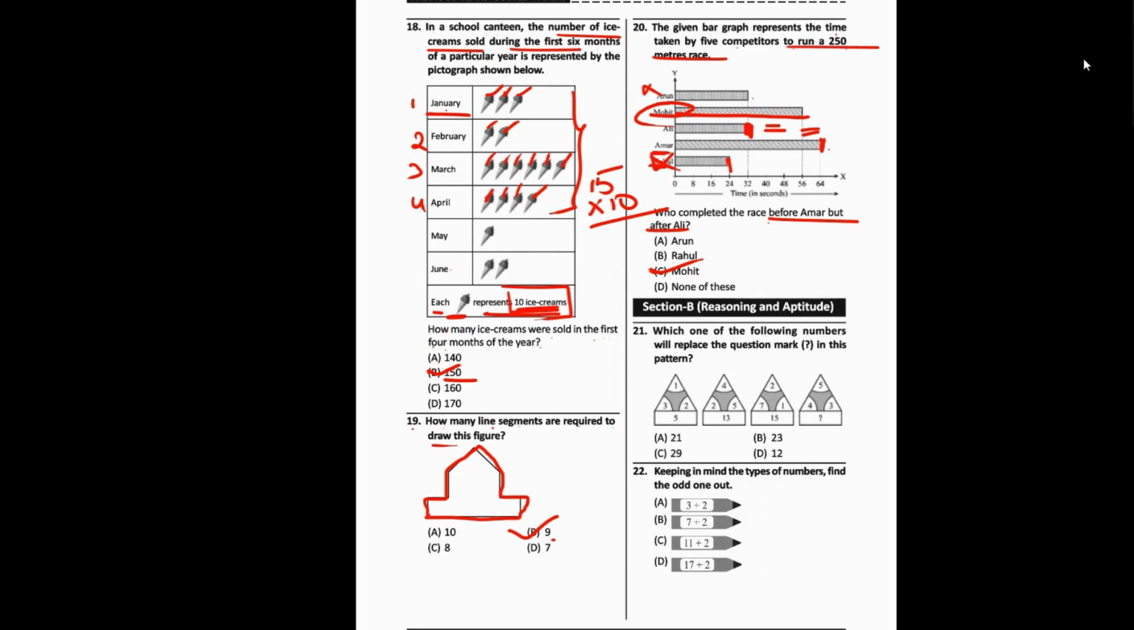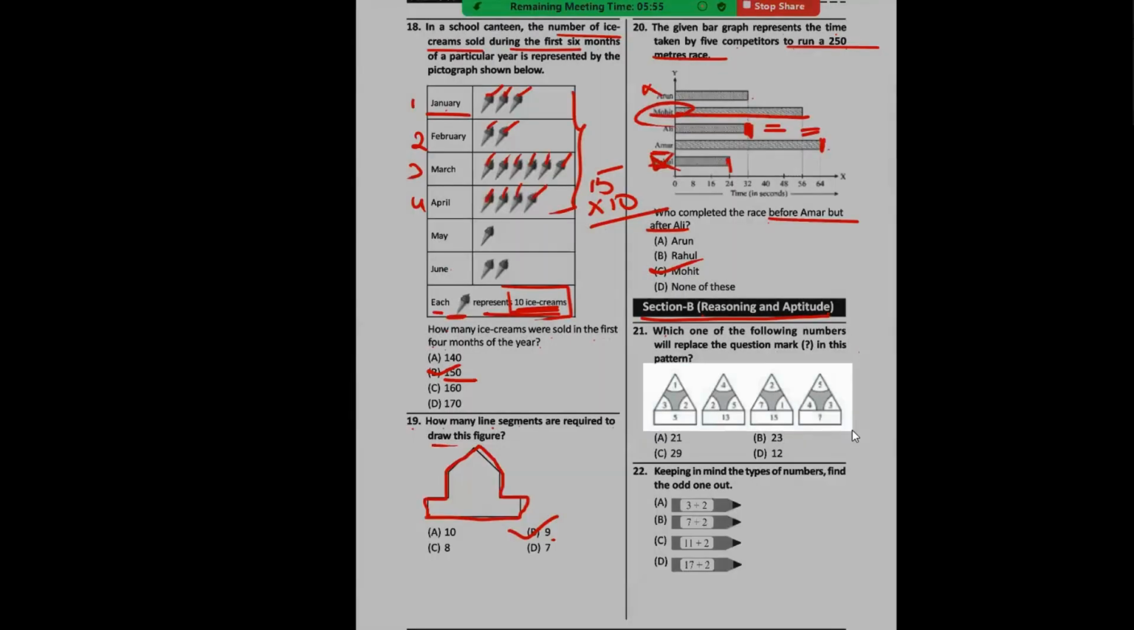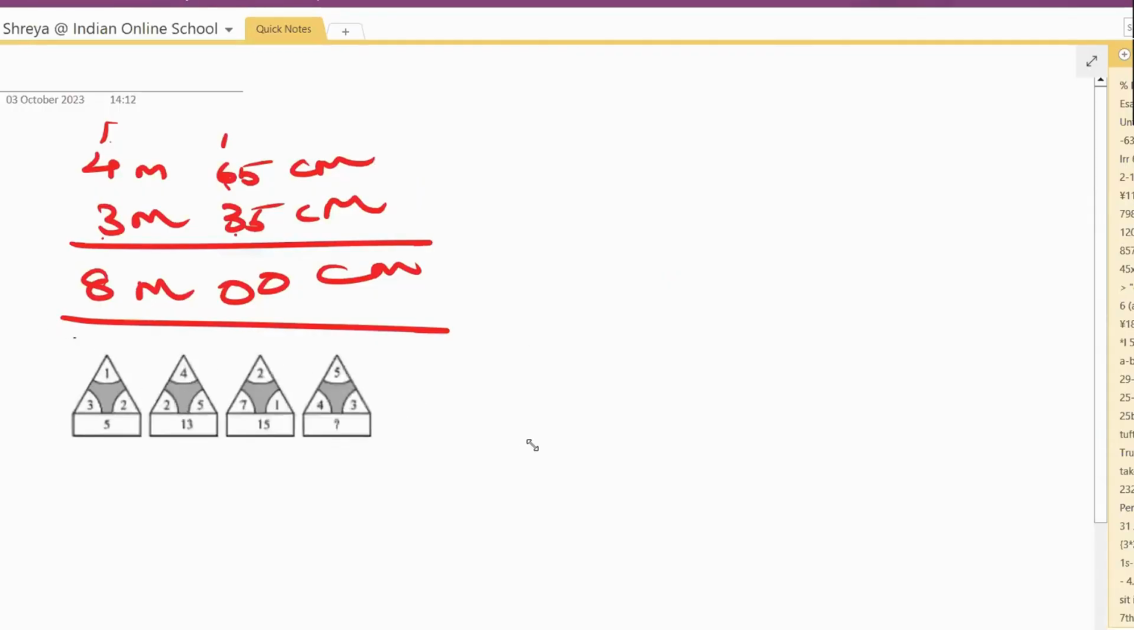With this, we finish mathematics. Now moving on to the second section of our paper, that is reasoning and aptitude. Over here, the first question is, which one of the following will replace the question mark? If you just check this, you just need to derive a pattern over here. If you just derive a pattern here, you will see there is a pattern over here. What is the pattern?